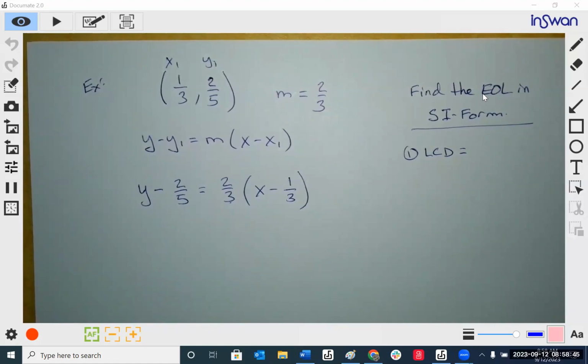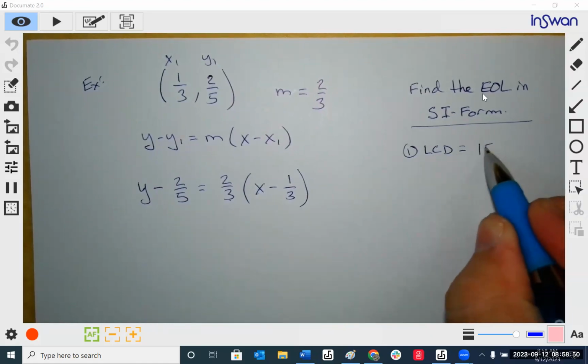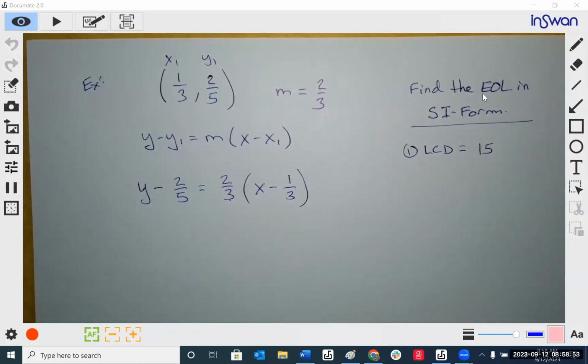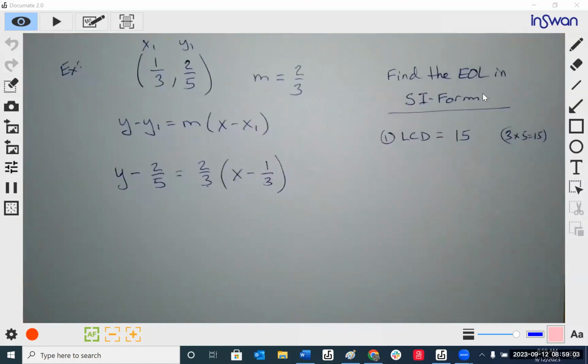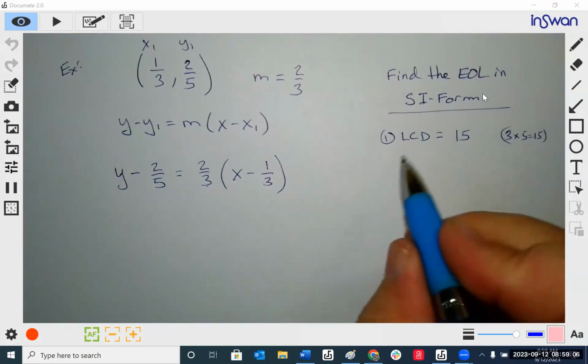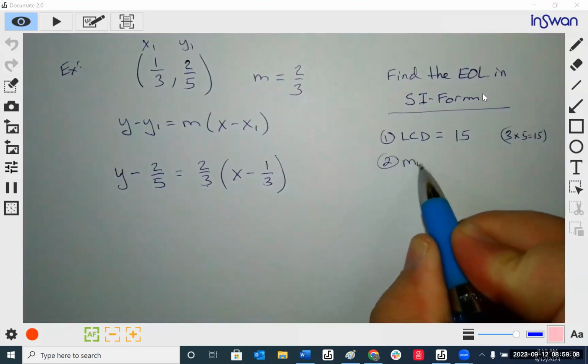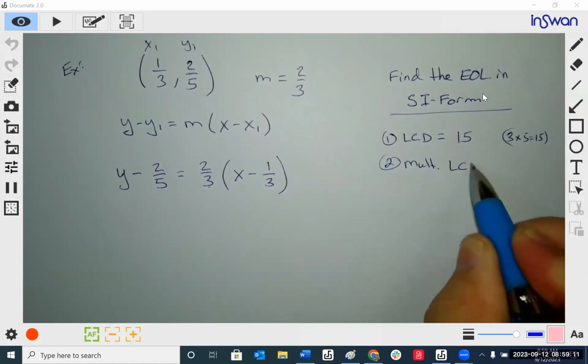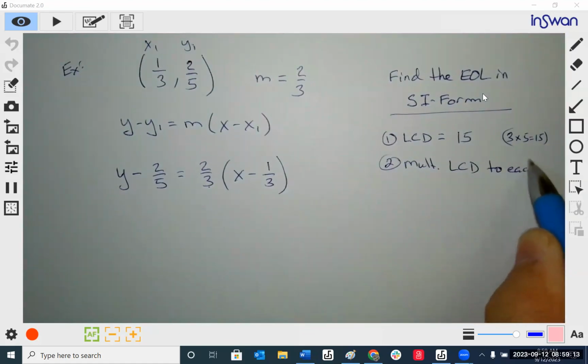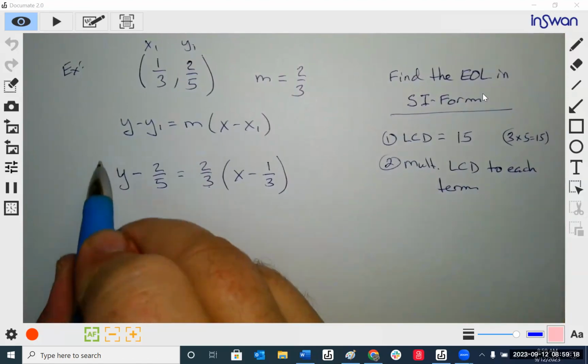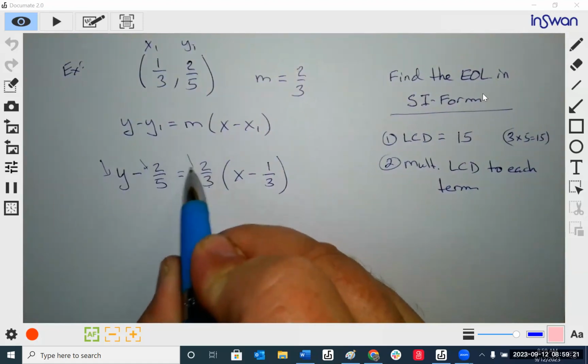What's that? 15. Yeah, if you multiply them together, 3 times 5 is 15. If you don't think about it, just multiply them together and that'll work also. That's the easiest way you can do it. So second step is multiply the LCD to each term. In other words, put it in front of each term.